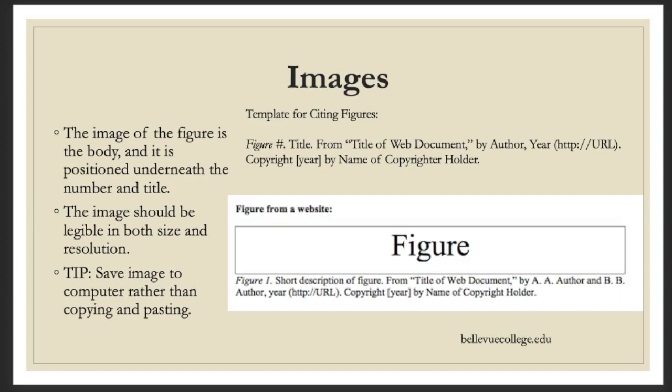So template for citing figures, you would do the figure number, the title, from the title of the web document, and then by author, year, and then you include the URL, and then copyright year and the name of the copyright holder. And here's an example of how all of your citations should look in your digital poster session. So this is probably the most important slide in this presentation. So I'd highly recommend, before you move on from this presentation, that you write this down somewhere. The figure number, title, from title of the web document, by author, comma, year, in parentheses the URL, and then copyright year by the name of the copyright holder.